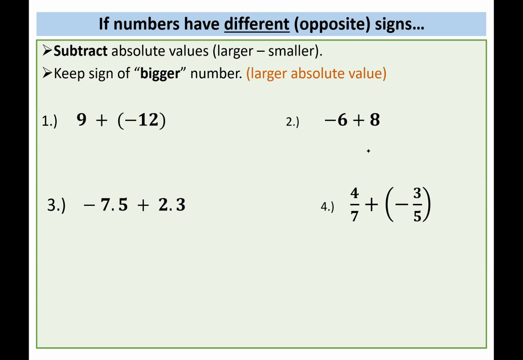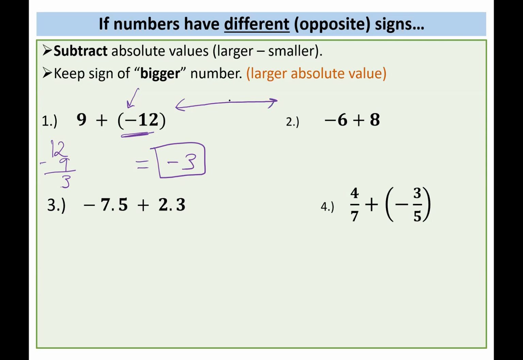And what we mean by bigger number, it's the one with the larger absolute value. Here's number 1, 9 plus negative 12. Okay, 12 is bigger than 9, so I will consider that the bigger number. The bigger number is negative, which means my answer will be negative. What am I going to do? Let's subtract the absolute values. So I'm doing 12 minus 9, which is 3. But I'm keeping the sign of the bigger number, which is negative. So my answer is actually negative 3. So 9 plus negative 12 is equal to negative 3.